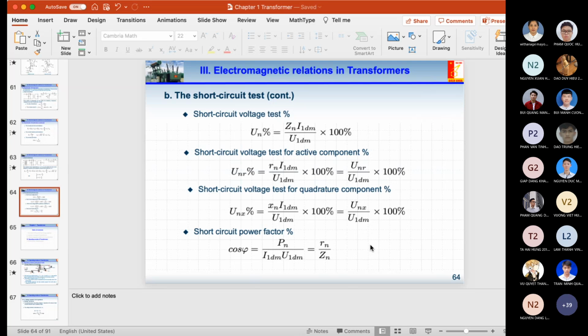I think it's high time for us to stop talking here, and next week we continue to talk about the operating mode of the transformer. See you next week.